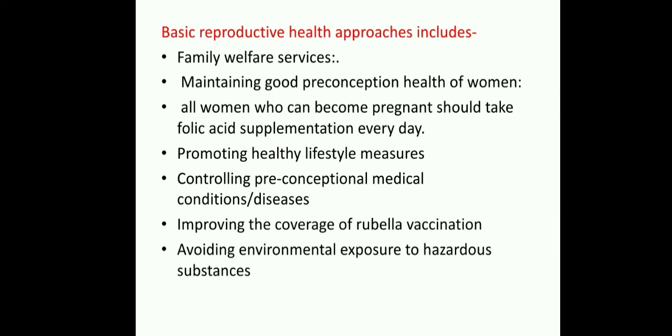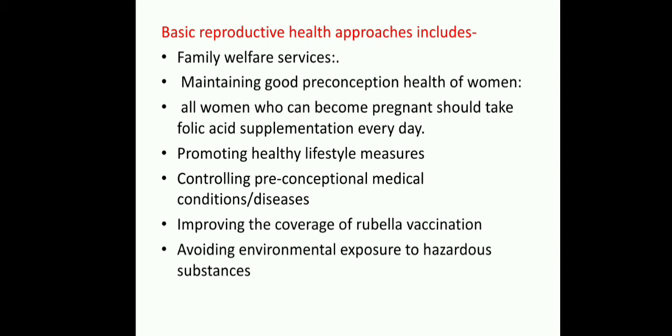And the next one is basic reproductive health approaches. What do the basic reproductive health approaches include? First one is family welfare services, maintaining good preconceptional health of the woman. All women who can become pregnant should take folic acid supplementation every day, promote healthy lifestyle measures, and control preconceptional medical conditions and diseases. And the next one is improving the coverage of rubella vaccination. Here all pre-pregnant women should be vaccinated for rubella.